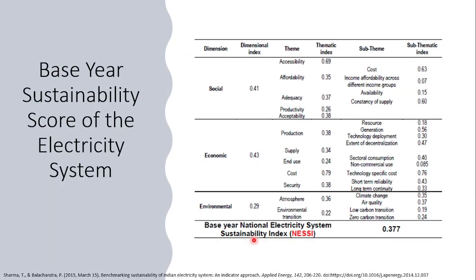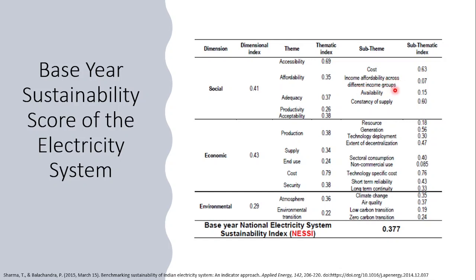Yeah, so these are the themes and sub themes that were considered. For example, in the social dimension, you have accessibility, affordability, adequacy, productivity and acceptability. Let's take affordability for instance. Affordability includes cost. If cost is huge, that means it's not affordable. Then you have the income affordability across different income groups.